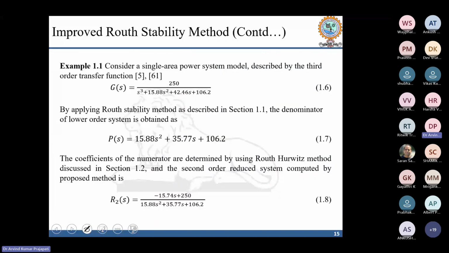This is an example of a real-time system, called the single area power system model, which is modeled in references 5 and 61, in which the single area power system has been modeled and finally converted into a transfer function of order 3. Here I am going to convert this third order transfer function into a second order system. How can we do it? Because we have just learned the Routh stability method, we can do it by using the Routh stability technique. How can you do it? I am just going to tell you.